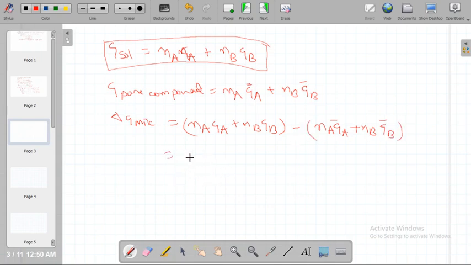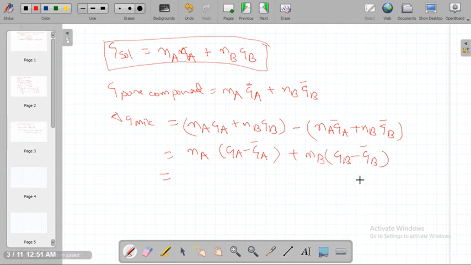If you take Na as common, you will get Ga minus Ga bar, and taking NP as common, plus NP times Gp minus Gp bar. So we are only rearranging this equation. Considering all these things, you will get Na (Ga minus Ga bar) plus NP (Gp minus Gp bar).